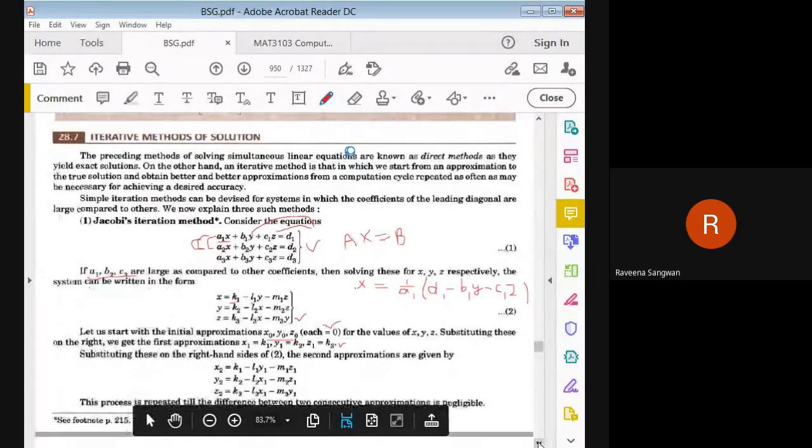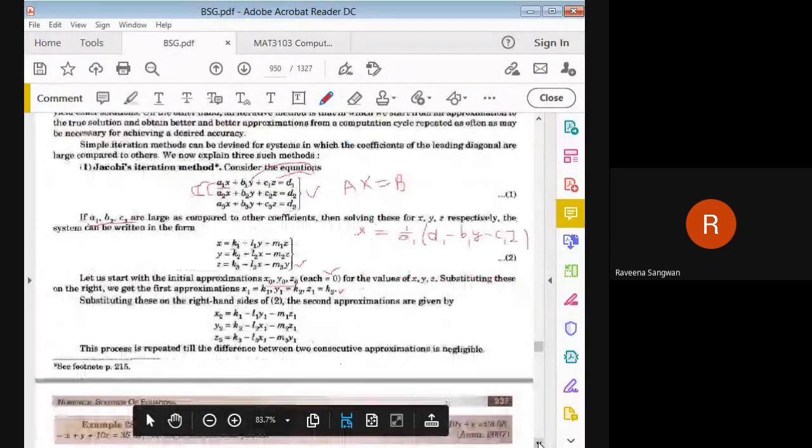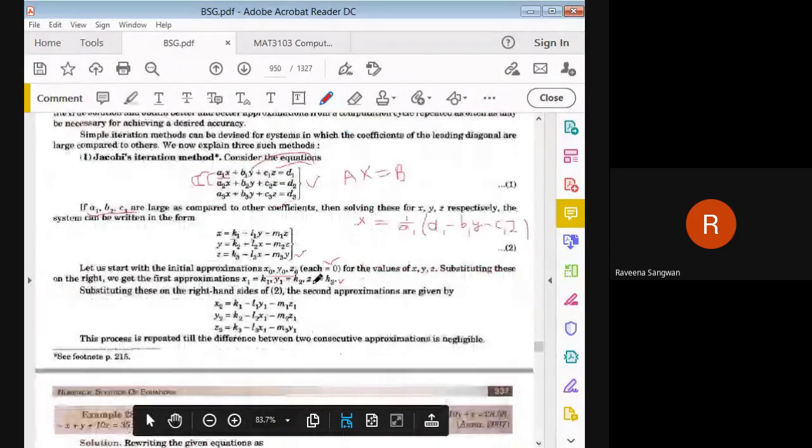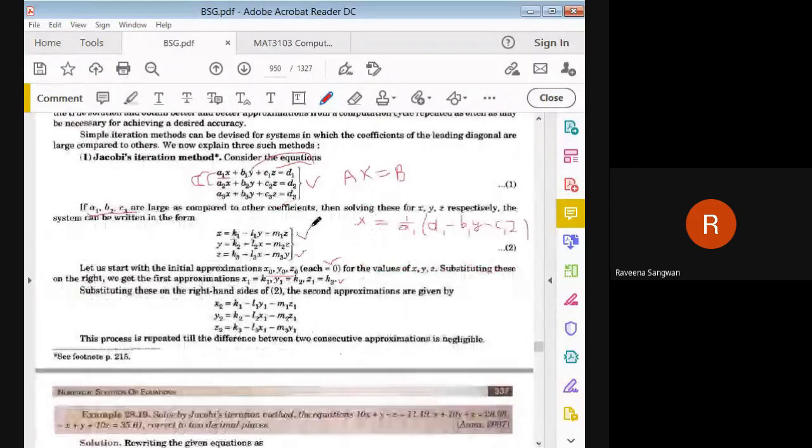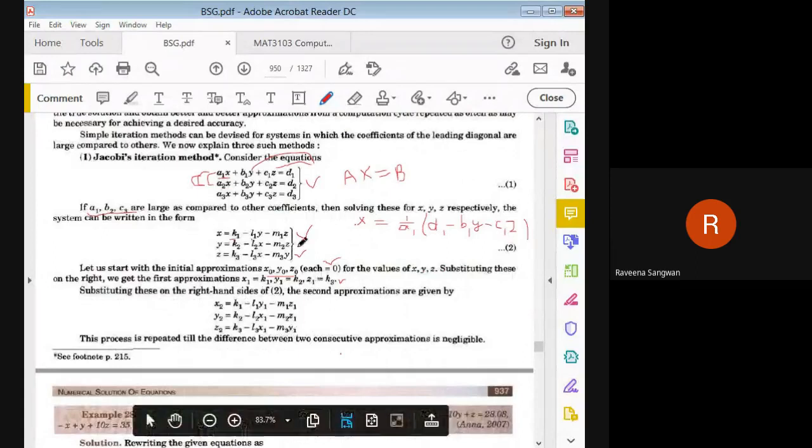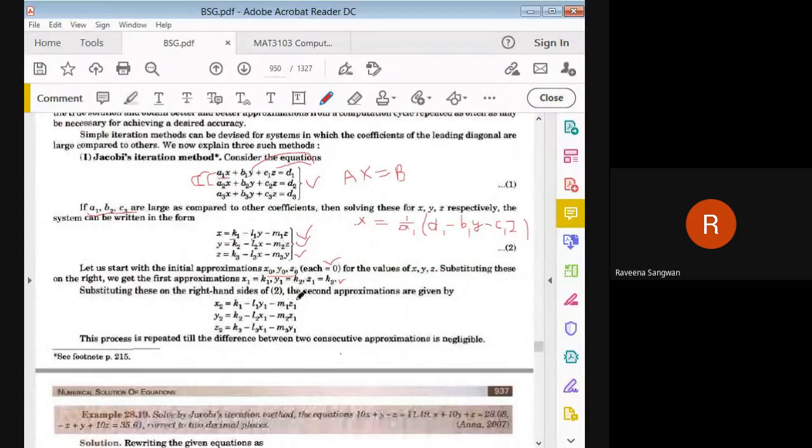After that you can again put these x1, y1, z1 on the right hand side of these equations. Again you get the value of x, which is called x2 now. Similarly y2 and z2. Again you put these values of x2, y2, z2 in this system and you get x3, y3, z3. So on you continue doing this until you get the desired accuracy. Desired accuracy means two consecutive approximations of x are the same, and two consecutive values of y and z are about the same.